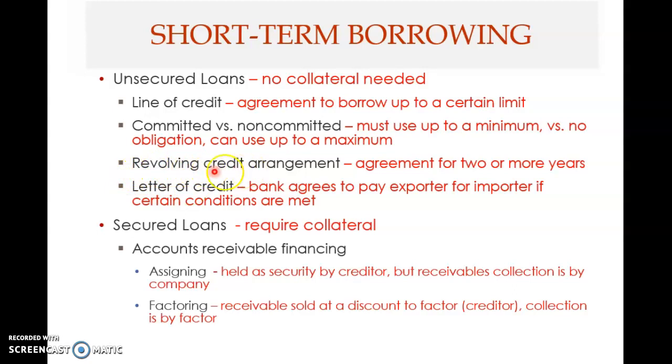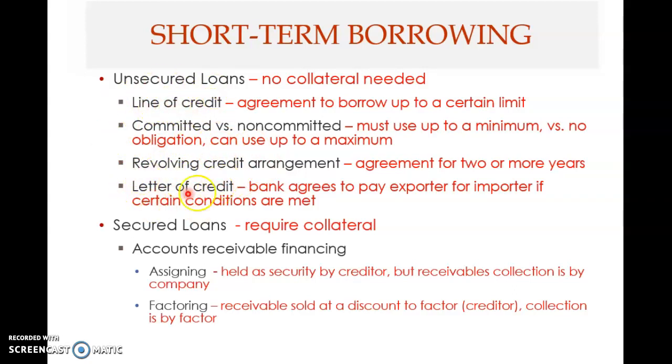Then there is another type which is called revolving credit arrangement. This is an agreement for two or more years. So it's basically a line of credit, but there is a clause in the loan agreement saying that this loan can be renewed with certain conditions. This makes it easier for the company to renew the loan. Let's say there is a need to extend the loan beyond a certain term, so revolving credit arrangements may be useful rather than one line of credit.